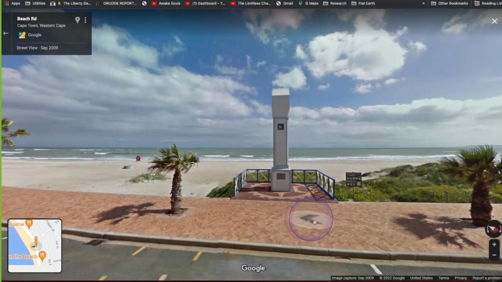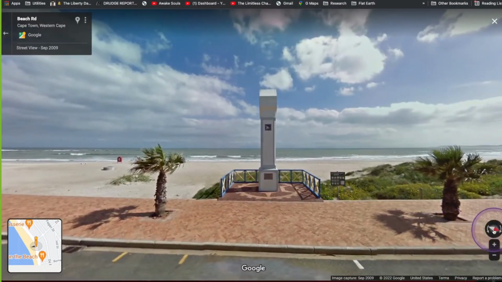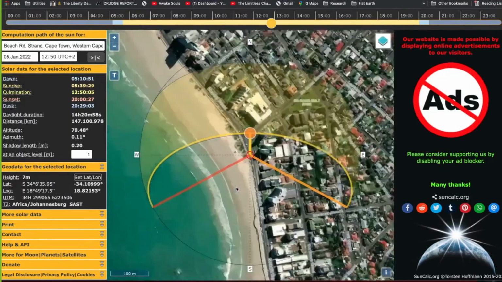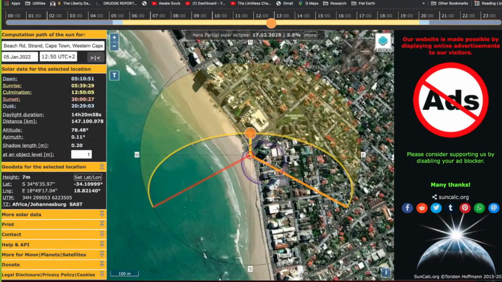Yeah, so this is the Strand Beach in Cape Town, and we have this clock. This is a Google Street View of it, so we can actually get our orientation. All right, so here's the clock right here. Now these lines: the orange line is the angle that the sun rises from. This reddish line is the angle that the sun sets at.